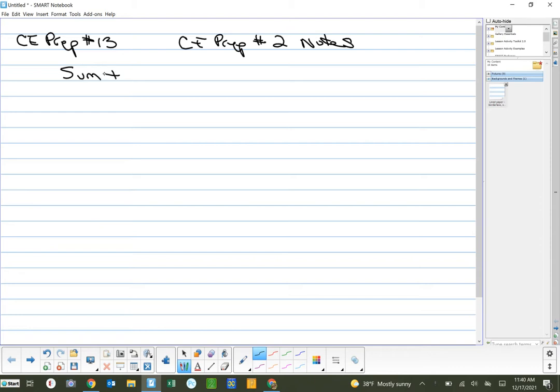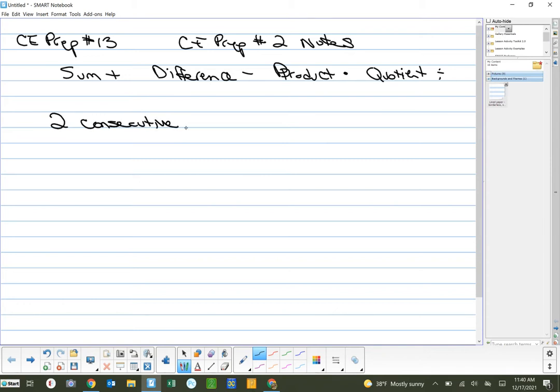like sum is plus, difference is subtract, product, oops, sorry about that, is multiply, quotient is divide. I know right off the bat it talks about two consecutive even numbers.